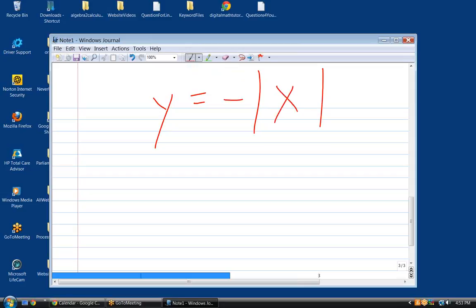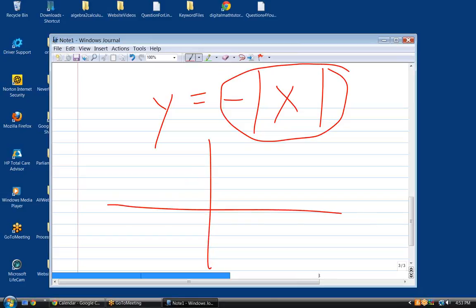Let's take each translation by itself. What's the effect of the minus sign? That makes everything that comes out negative. Right, it's a reflection over the x-axis. So instead of looking like this, it looks like this. It's called reflecting it over the x-axis.